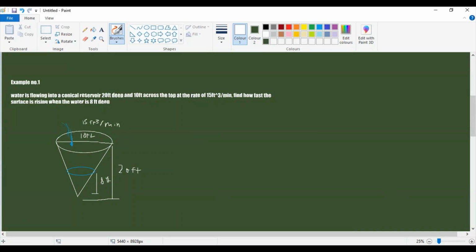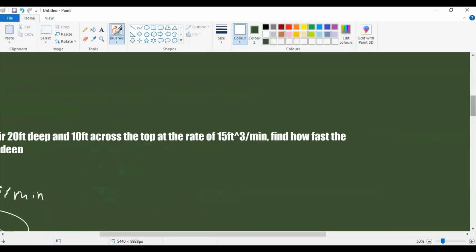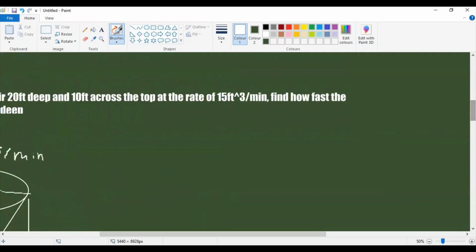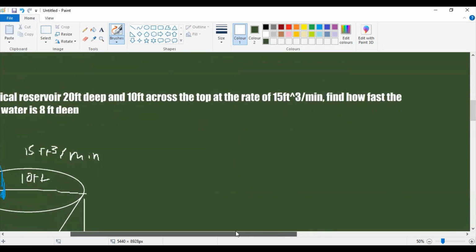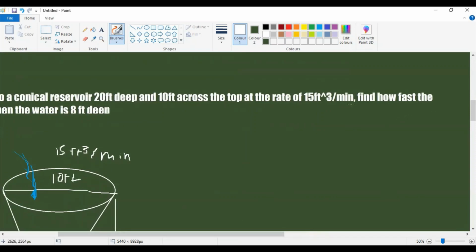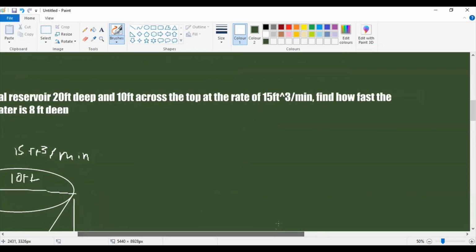So we have the diagram now, so we need to put the necessary equations needed to solve for this problem. So we have a rate of change, right? So since the unit is cubic means volume. When the unit is raised to 3 or it is cubic, then we have the volume, and it is changing with respect to time. So we derive the volume with respect to time, which will become dV over dt. So we have given it 15 cubic feet per minute.